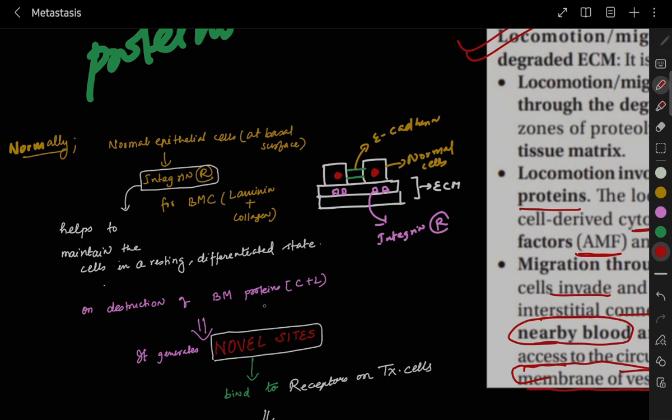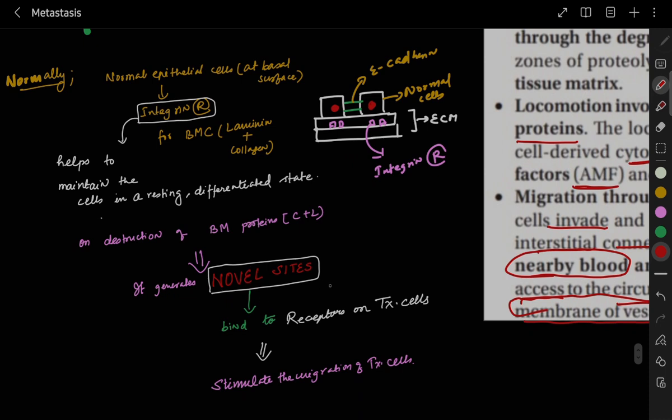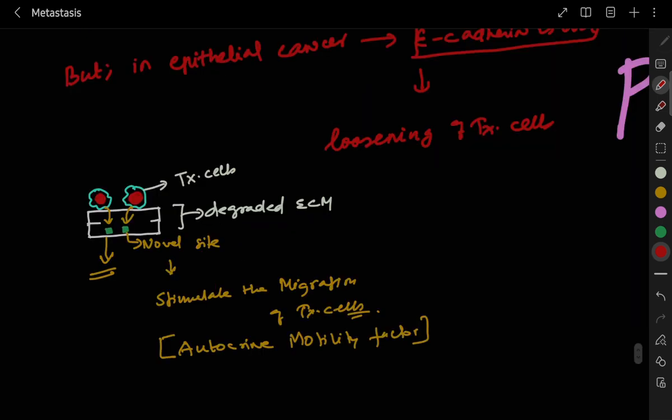And if it is getting disrupted by the MMPs, this generates novel sites that help to bind the receptors on the tumor cells, and this further stimulates the migration of the tumor cells, right? For this we also drew this diagram to understand where the novel site is generated, how it stimulates the migration of the tumor cells, and how the autocrine motility factor helps in further spread through this extracellular matrix, right?